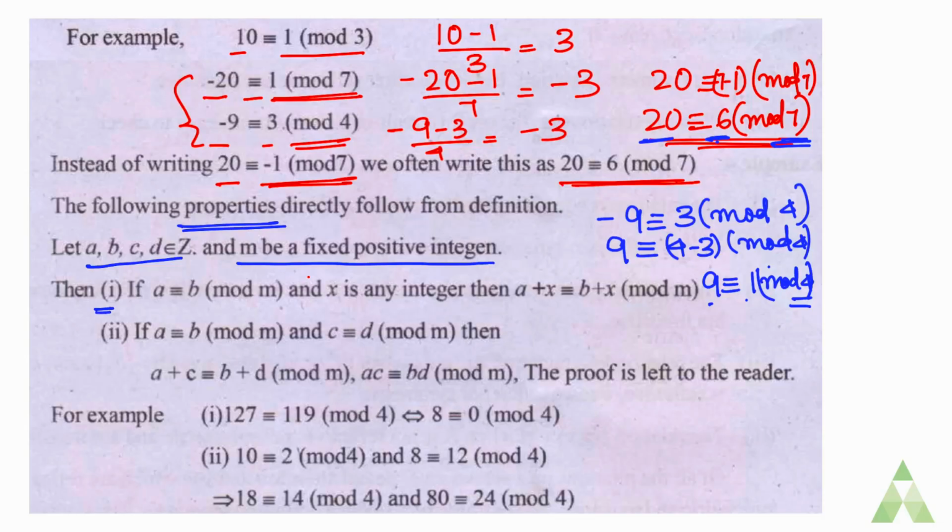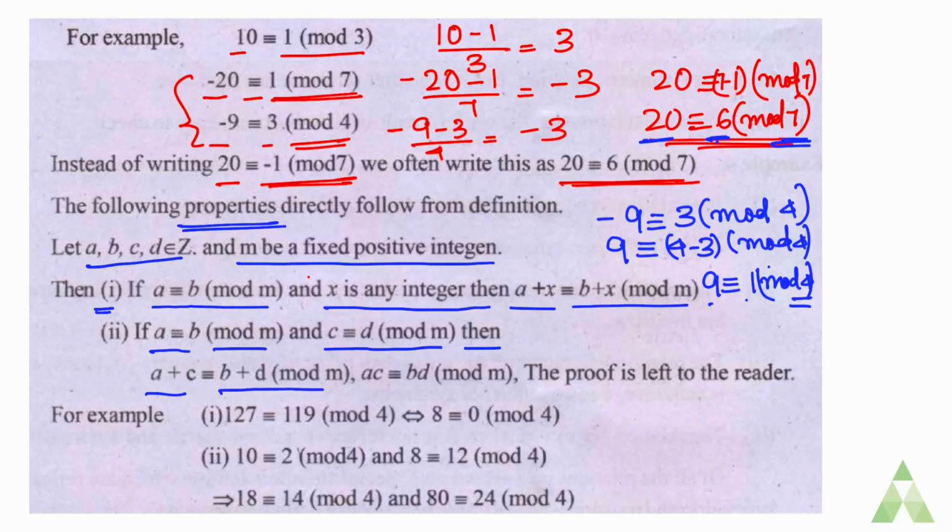Then the first property is: if A is equivalent to B modulo M and X is any integer, then A plus X is equal to B plus X modulo M. And if A is equivalent to B modulo M and C is equivalent to D modulo M, then A plus C equals B plus D modulo M, and AC is equivalent to BD modulo M. For example, if 127 is equivalent to 119 modulo M, we can write 8 equivalent to 0 modulo M. Here we subtract 119 from both A and B, so A converts to 8 and B is 0.